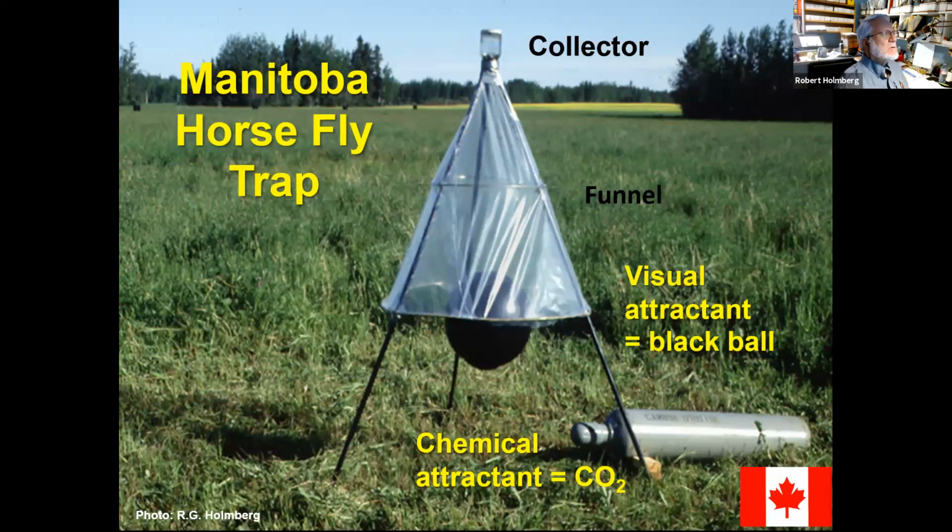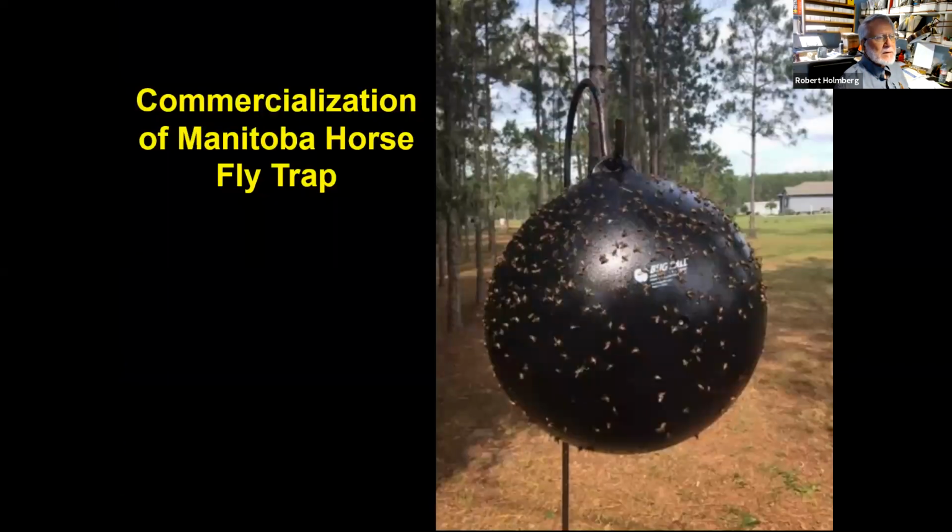This is a Manitoba horsefly trap. It's also a Canadian invention. And the attractant is this spherical black ball. This particular trap, to catch them live, uses a funnel apparatus made out of plastic that goes up into a collector at the top. This one is also supplemented with carbon dioxide, but we were looking at other chemicals that could attract horseflies. And this has been used commercially.